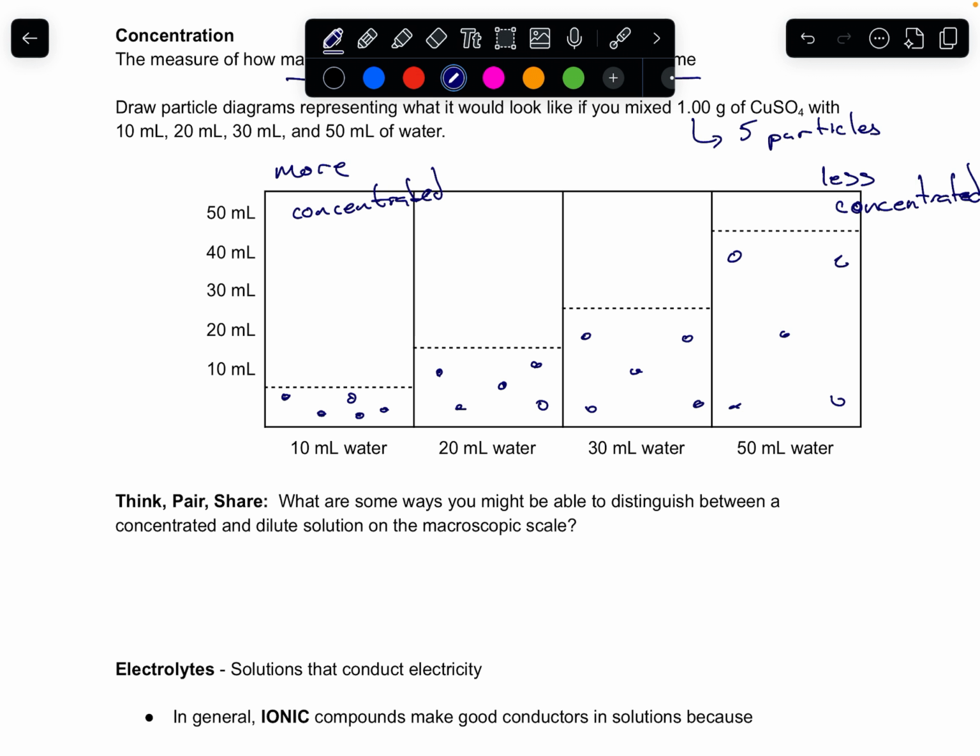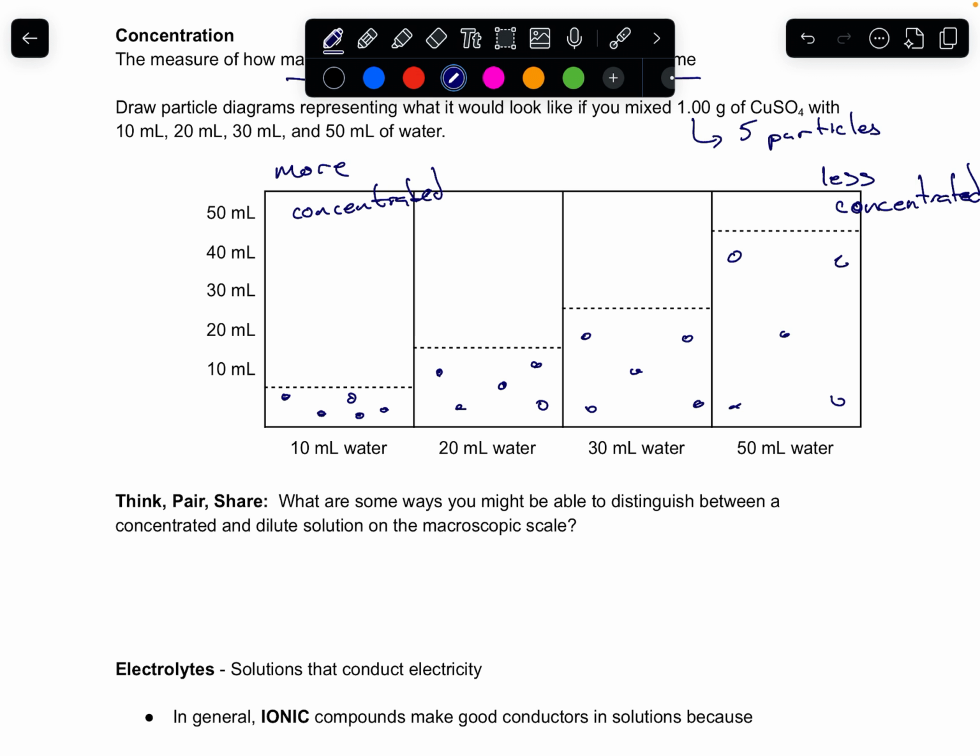So it's the same number of particles, but now they're more spread apart. They got more room in there. So concentration is all about how close those particles are to each other. I want you to think about this for a second. How might we see this? How might this be different on the macroscopic scale? Say you have a beaker of water, you put a drop of food coloring in, and you slowly add more and more water, going from 10 mils up to 50 mils. What's going to happen? Think about that for a sec.